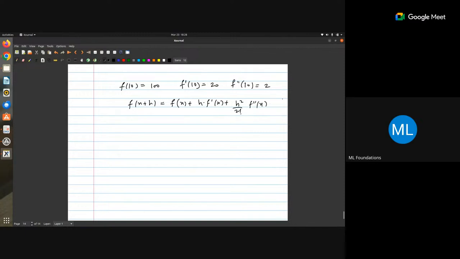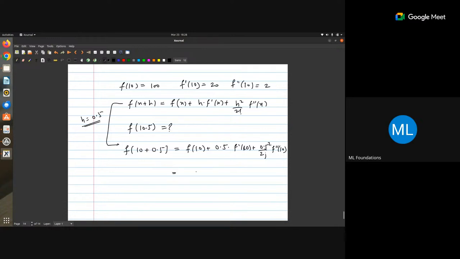But we are not using the higher terms. So we need to find what? f of 10.5, right? So I can write this f of 10.5 as f of 10 plus 0.5. If I compare this to what h is here, h is 0.5, right? So I'll just plug in, so it will be f of 10 plus 0.5 f dash of 10 plus 0.5 square by 2 factorial f double dash of 10.